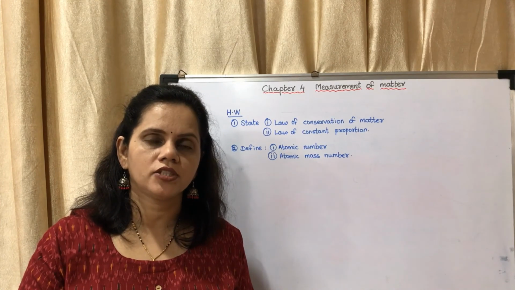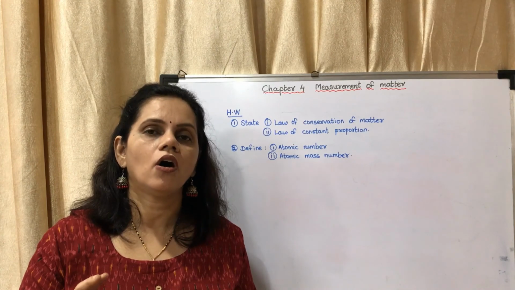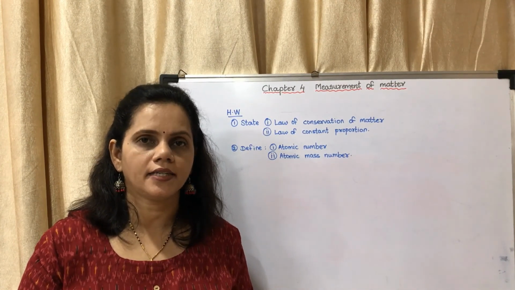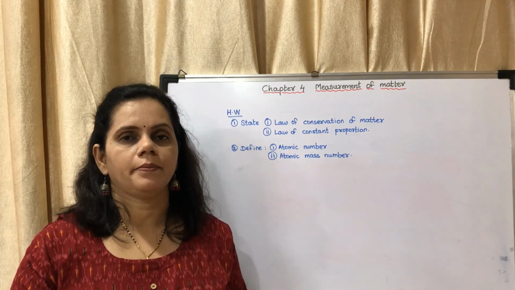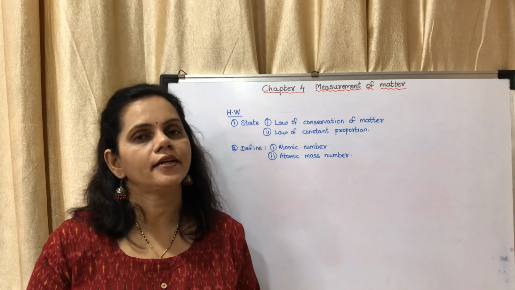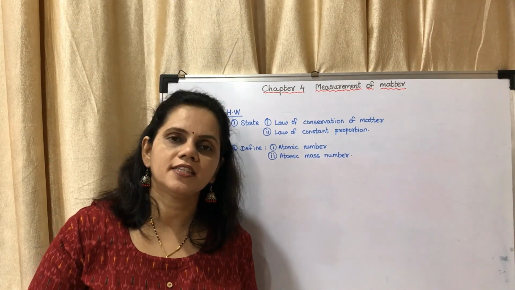So what is the definition? What is atomic number? It is the number of protons or the number of electrons in an atom. What is atomic mass number? Atomic mass number is the total number of protons and neutrons inside the nucleus. So you may learn this much for today.